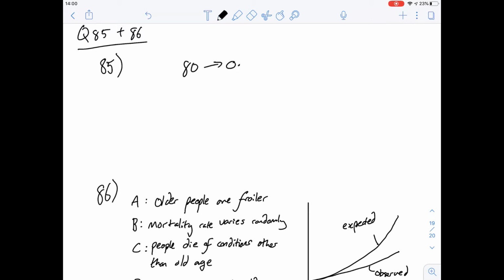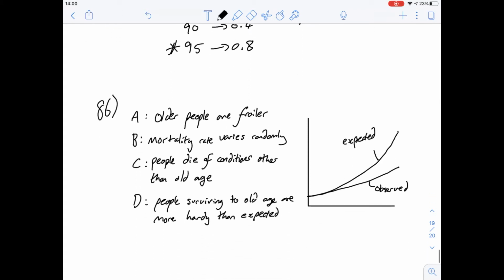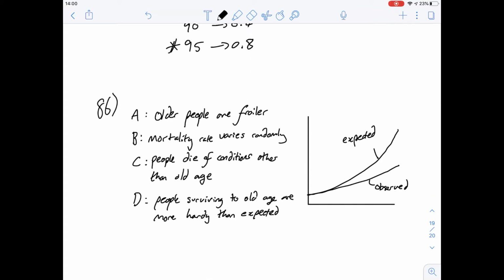Okay, so at the age of 80, we're told that the mortality rate is 0.1, and if it doubles every 5 years, at 85 it's 0.2. At 90 then it's 0.4, and at 95 it's going to be 0.8, and that's going to be our answer, 0.8, which gives us answer A for question 85.